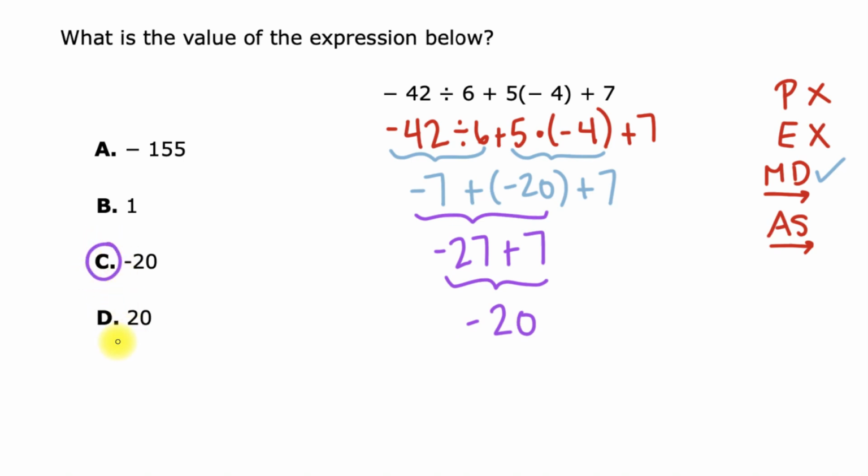If you picked choice D, you probably forgot about the negative symbol. And these two answers might have been if you missed one of the operations or forgot to put a negative when you were supposed to put a positive.